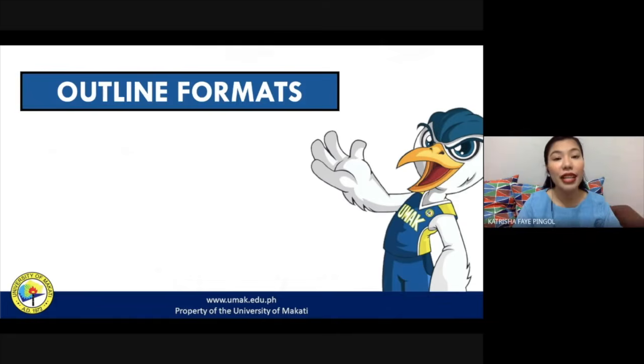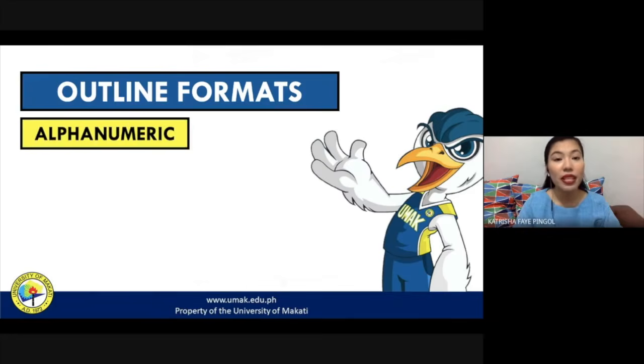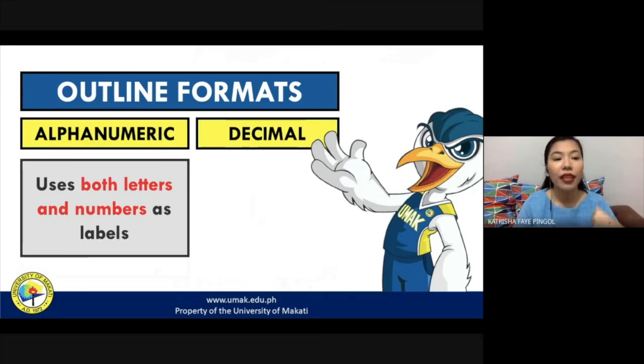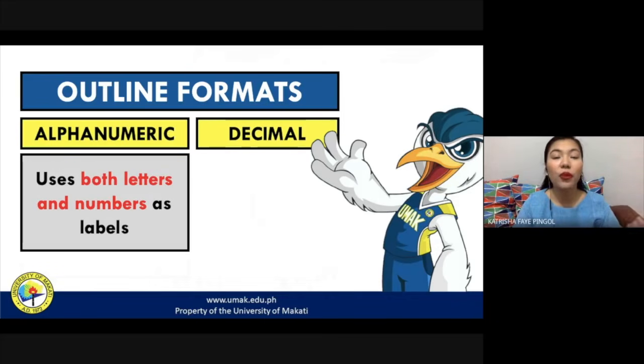Okay, now there are different outline formats that we use. The first one is alphanumeric, whereas the second one is decimal. So alphanumeric, when we use the alphanumeric outline format, this is the kind of outline wherein we use both letters and numbers in labeling the ideas that we include. Okay, so what do we mean by both letters and numbers? By letters, we mean we use the letters or the symbols A to Z, whereas for numbers, we use the symbols 0 to infinity. Okay, 0, 1, 2, 3, 4, 5, 6, 7, 8, 9, 10. All right, so that's alphanumeric. Remember, they both use letters and numbers.